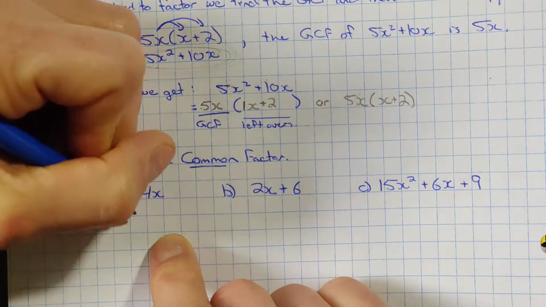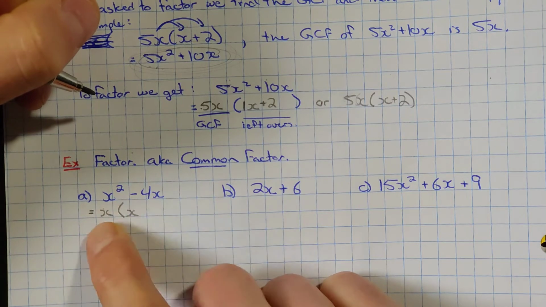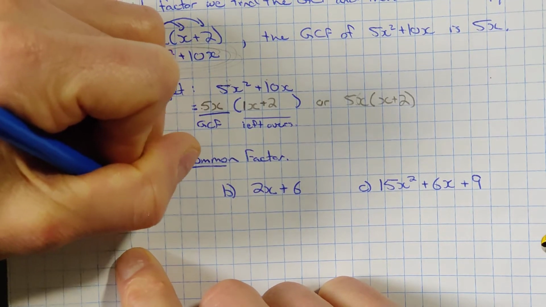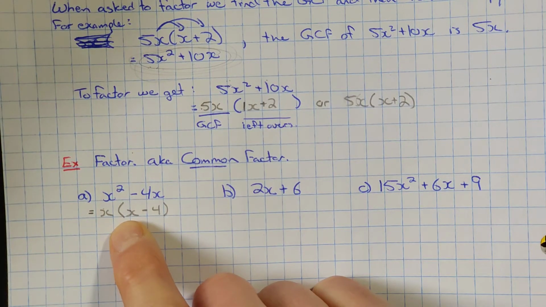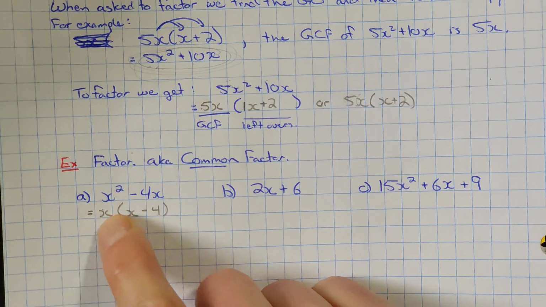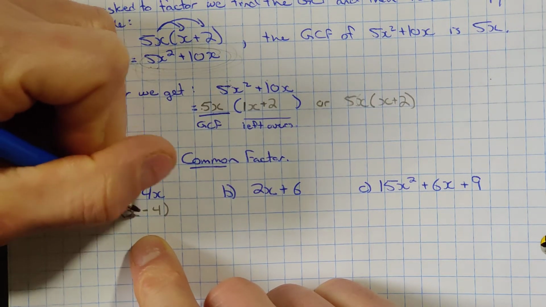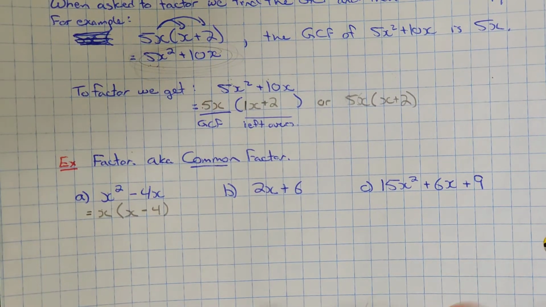X squared divided by x just leaves x. Negative 4x divided by x will just leave the negative 4. The x's will negate each other when we divide it out. X times x minus 4 in brackets. And if we want to check that, x times x, that's x squared. X times negative 4, negative 4x. So that would be right.